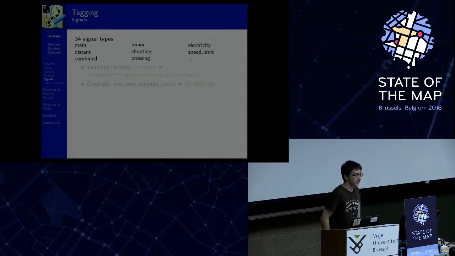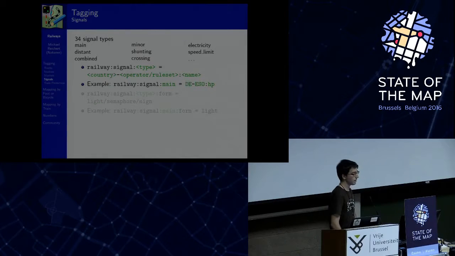Signal tagging is very complex, but it needs to be complex because every country has its own signaling system, and data users should be able to do some rendering even if they don't know the local signaling rules. Therefore, we have designed 34 signal types. These are some of them, and there are much more.